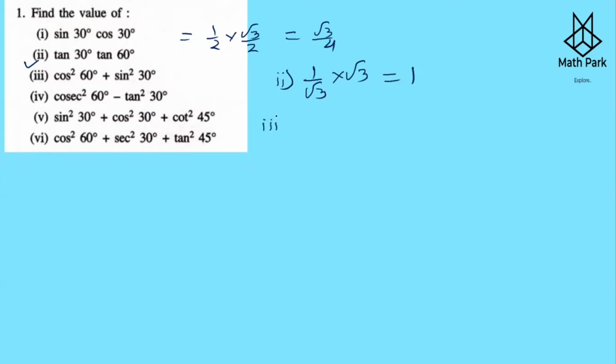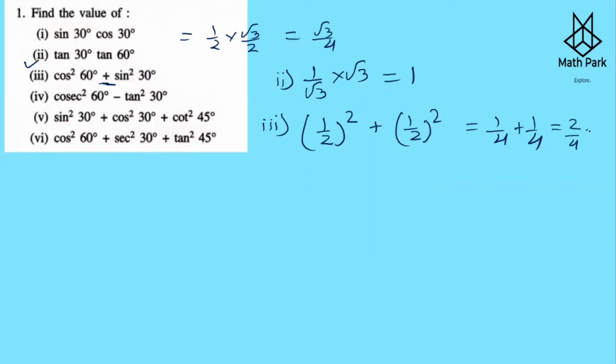Third one, we have cos square 60. Now cos 60 is 1 by 2. So 1 by 2 and then the square of that plus sin square 30. Sin 30 is 1 by 2. So 1 by 2 and then the square of that. So which is 1 upon 4 plus 1 by 4. Half square is 1 by 4. So which is 2 upon 4, which is half. The third part is done.